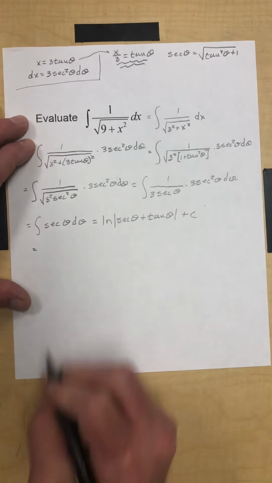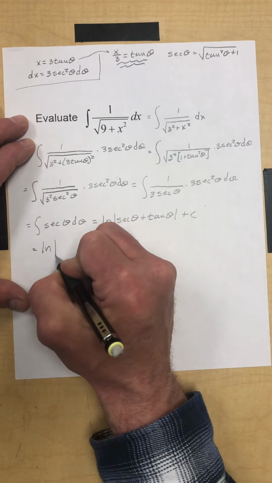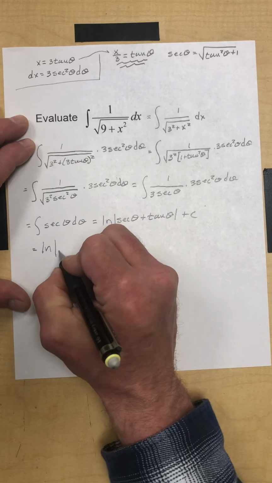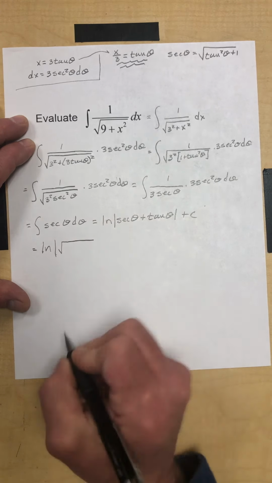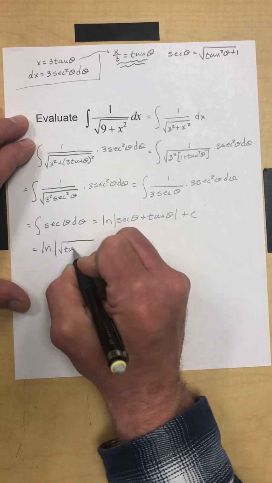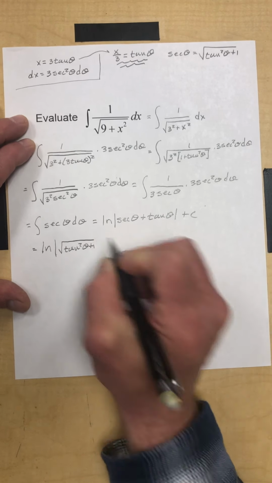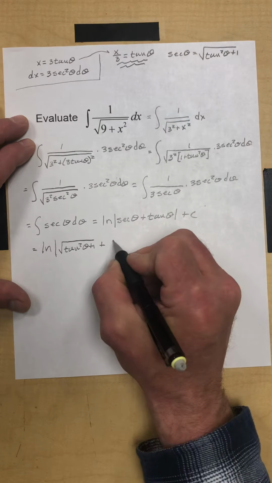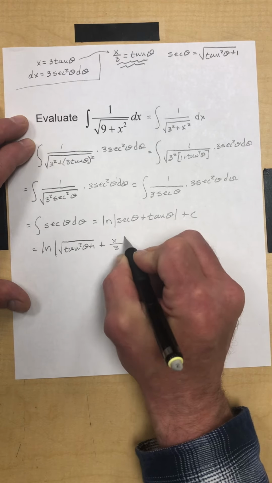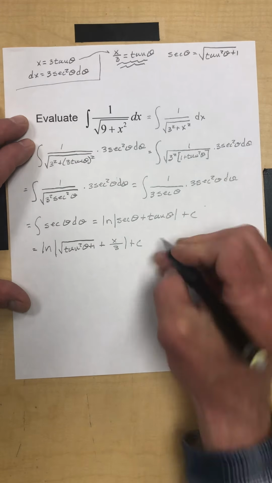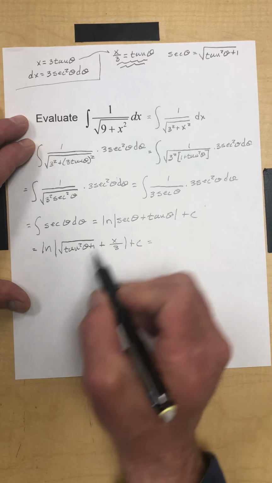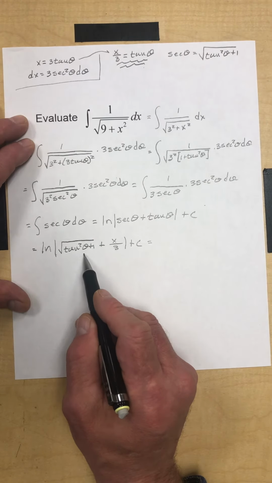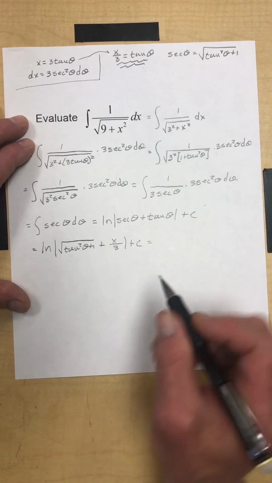All right, so let's see. Natural log of the absolute value. Secant theta is right here, square root of tangent squared theta plus 1, plus tangent of theta, which is x over 3, plus c. Well, we know tangent of theta is x over 3, so why not put x over 3 in here? So we'd have tangent squared of theta would be x over 3 squared.